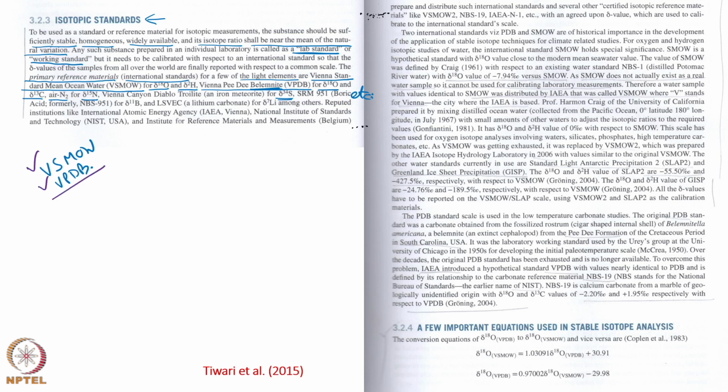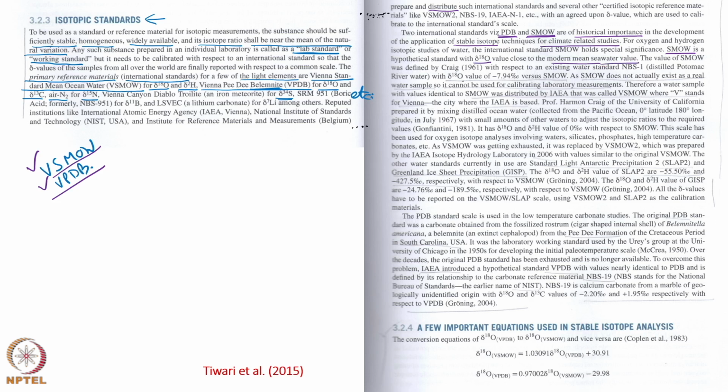Now, the laboratory generated standard VSMOW was distributed to different labs for geochemical studies. There are two international standards, PDB and SMOW. These are of historical importance in the development and application of stable isotope techniques for climate related studies. What is SMOW? Standard Mean Ocean Water. It is a hypothetical standard with a del 18O value close to the modern mean seawater values.